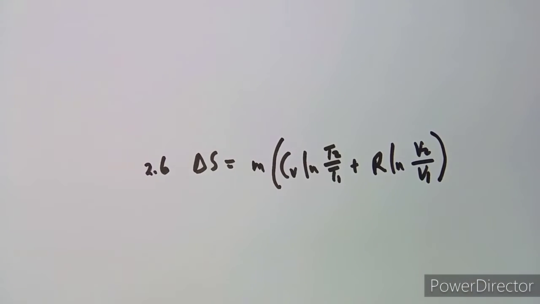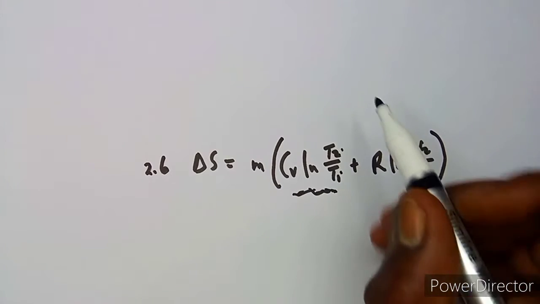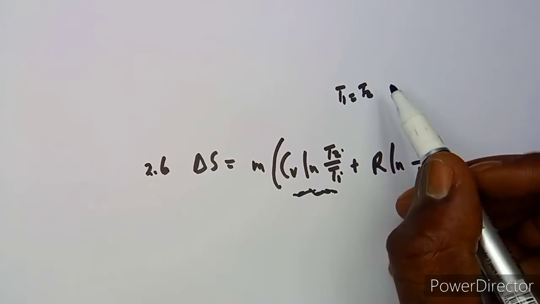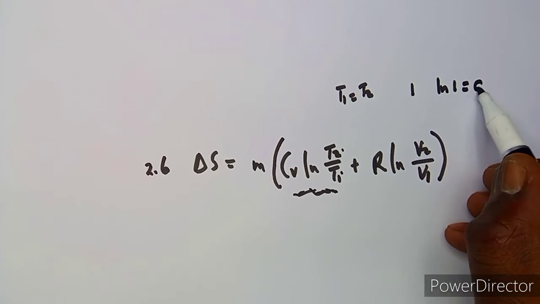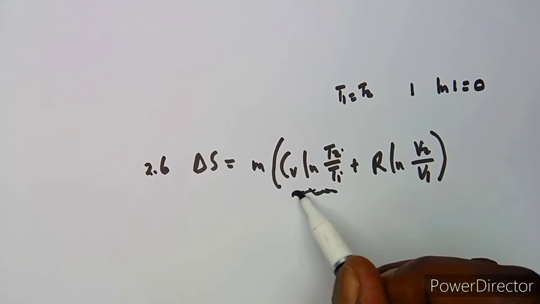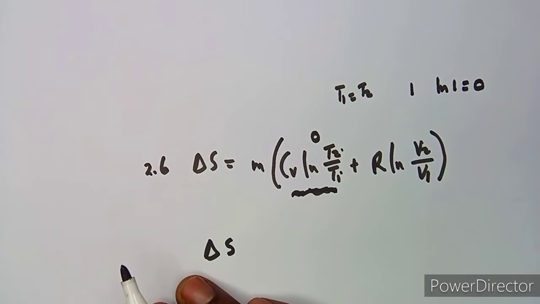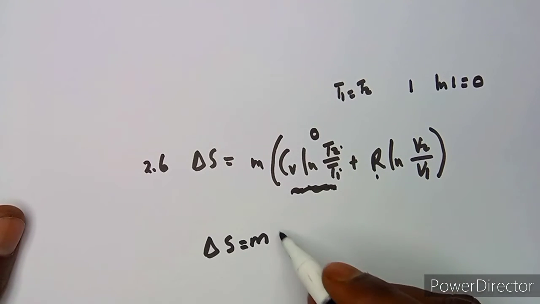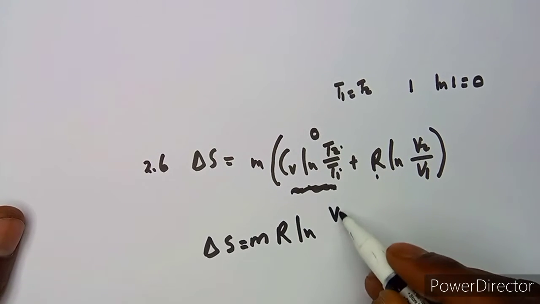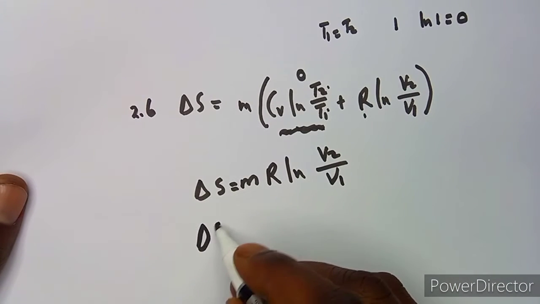So that's what you're going to have in this case, but we are not going to waste much time here, because remember T1 is equal to T2, so if you divide, you're going to obtain 1, and we know that ln 1 is equal to 0 from your mathematics. So this part is going to give us a 0, which means our change in entropy is going to be m times R ln V2 over V1. That's our final value now.